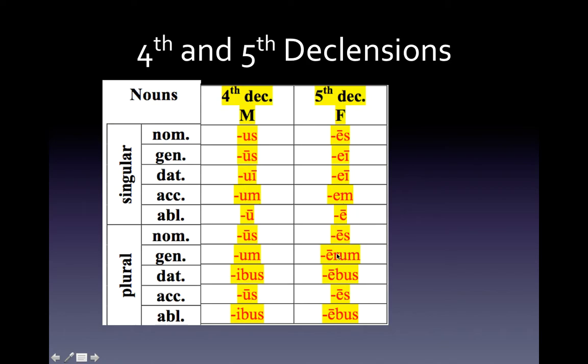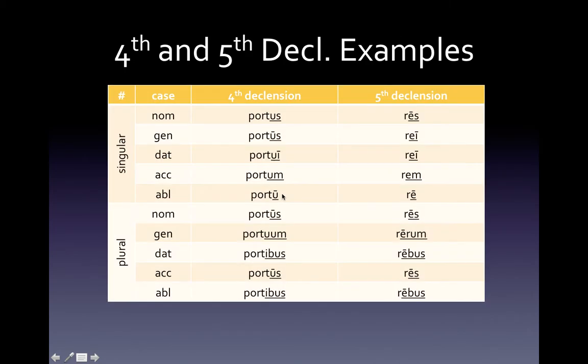Genitive plural, we have ARUM. This is nice. In the first and the second declension, we have ARUM and ORUM for the genitive plural. So lots of similarities that we see between the fourth and fifth declension when comparing them to the first, second, and third declensions, but they are still new. You will want to get these memorized so that you can recognize them when you see them.